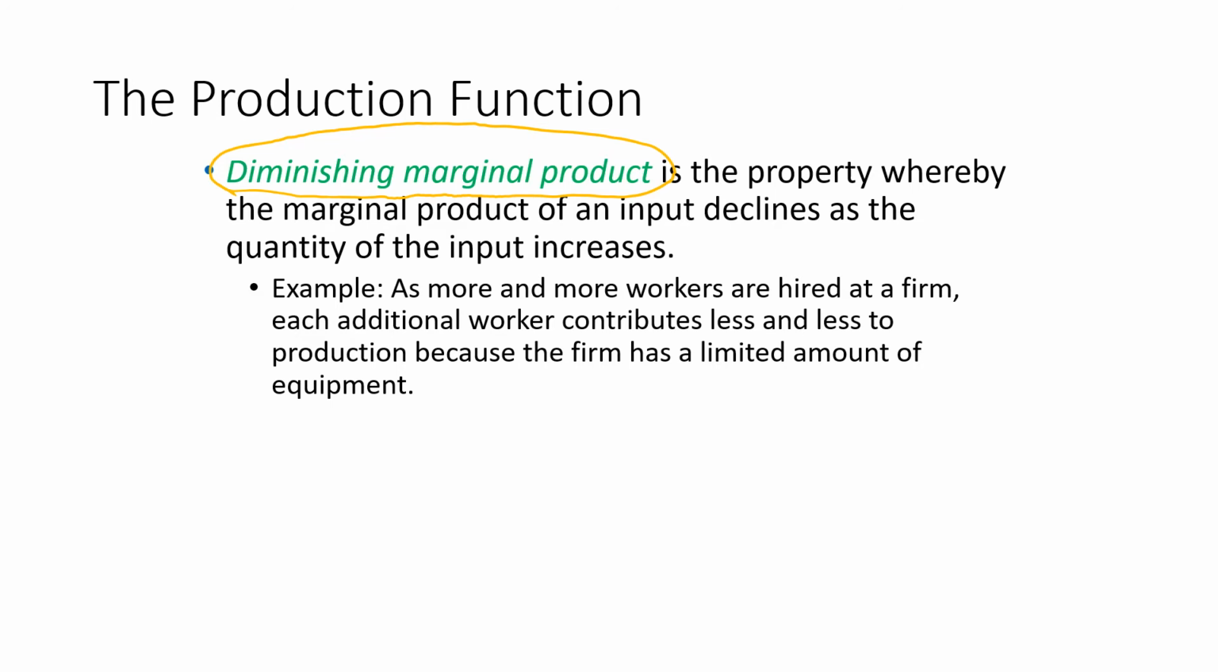Here is another example to understand. As more and more workers are hired, each additional worker contributes less and less to the production because the firm has a limited amount of equipment. And in our example, we said that he has a limited amount, that was the wheelbarrow, a single wheelbarrow for a large number of workers.